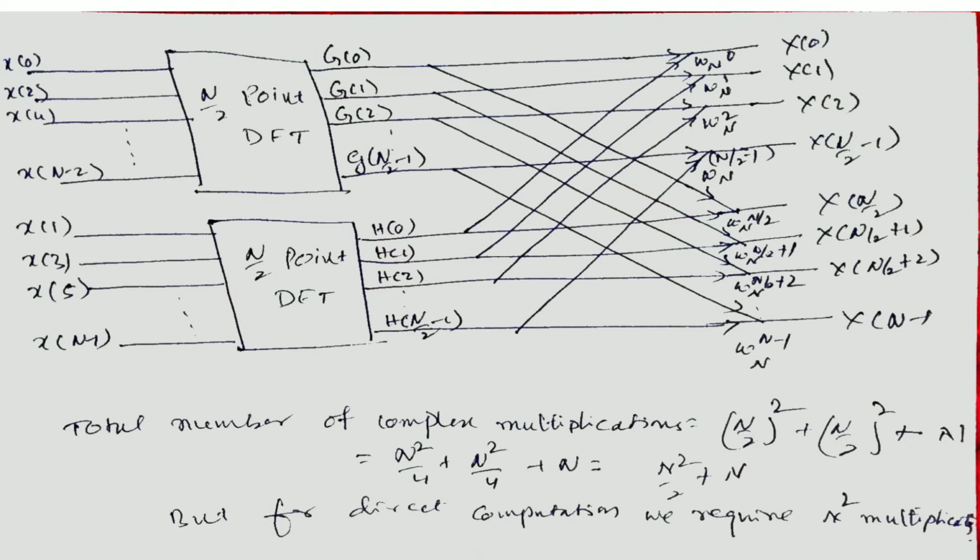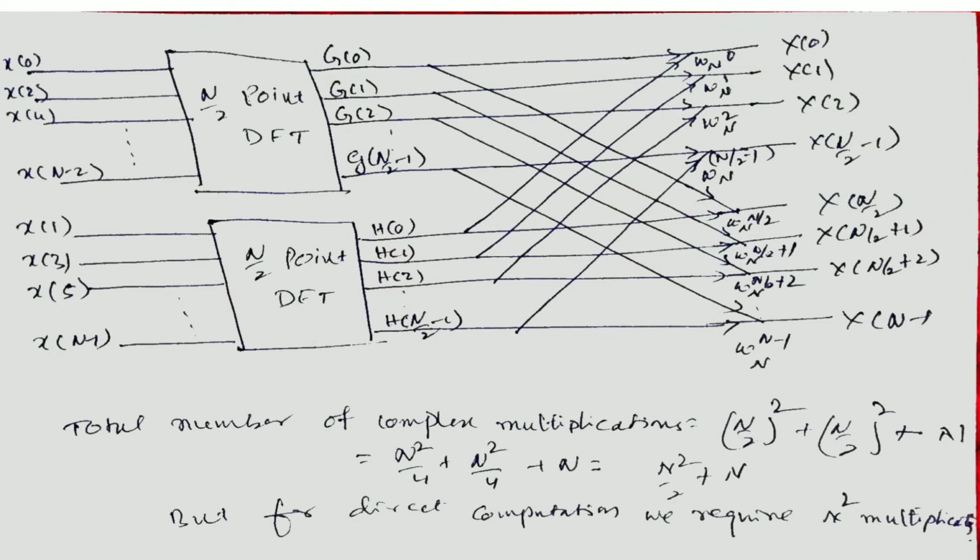Now, making use of these equations, we are able to construct the block diagram here. In this block diagram, we find that there are two n by 2 point DFTs. First of all, we are selecting the even indexed values of x of n, namely x of 0, x of 2, x of 4, etc. up to x of n minus 2. Then all these inputs are applied to an n by 2 point DFT. Similarly, the odd indexed values, namely x of 1, x of 3, x of 5, x of 7, x of n minus 1, etc., are processed with another n by 2 point DFT.